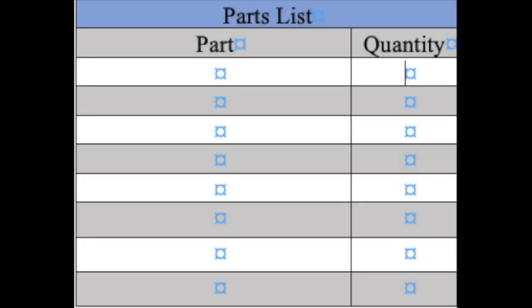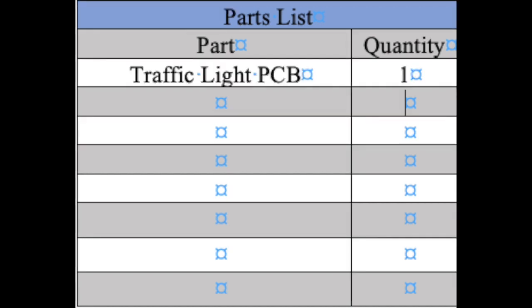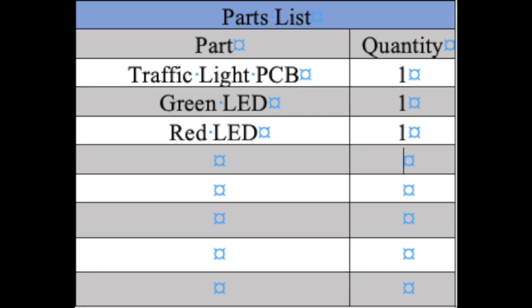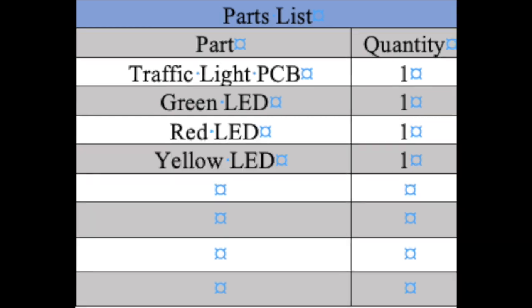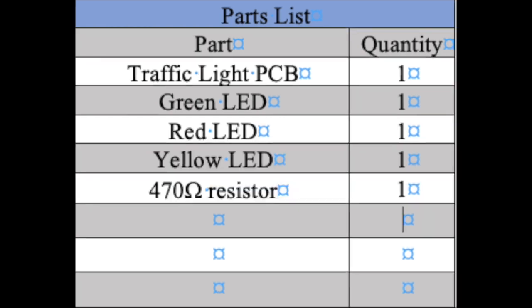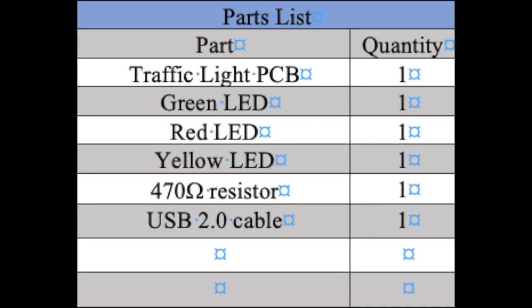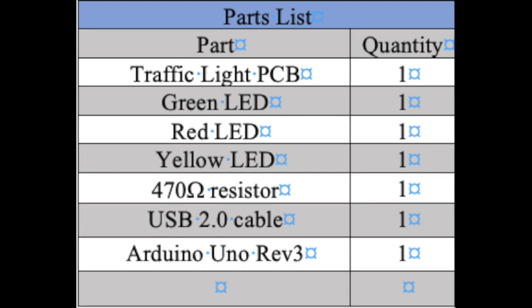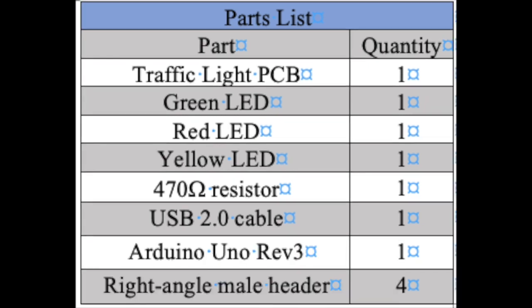The parts needed for the traffic light are one traffic light PCB, one green LED, one red LED, one yellow LED, one 470 ohm resistor, one USB 2.0 cable, one Arduino Uno Rev 3, and four right angle male headers.